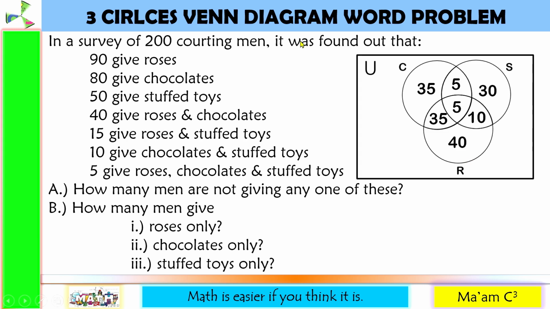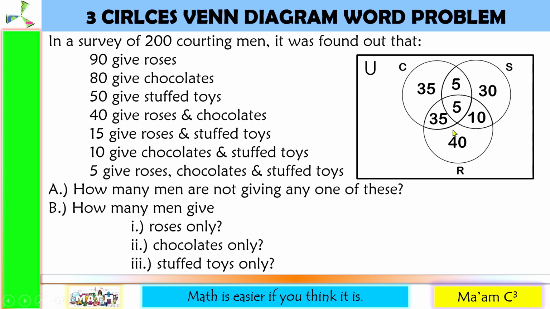Now, how many courting men? There are 200. Let us add all these numbers here. 35 plus 35 is 70, plus 5 is 75, plus 5 is 80, plus 30 is 110, plus 10 is 120, plus 40 is 160.